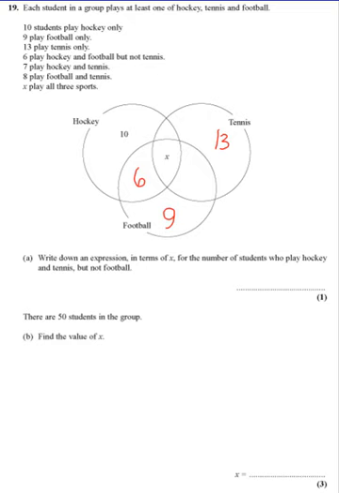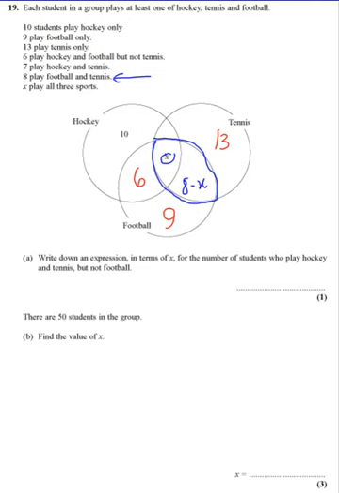So I would assume when it says 8 play football and tennis, that's the overlap between football and tennis, rather than the football and tennis, but not hockey. Let me make it clear what I'm talking about here. Looking at this line, if 8 people play football and tennis, that should cover all of the overlap between football and tennis. That includes the ones that play hockey too. So I think the total of this area should be 8, which means that this is going to be 8 minus x.